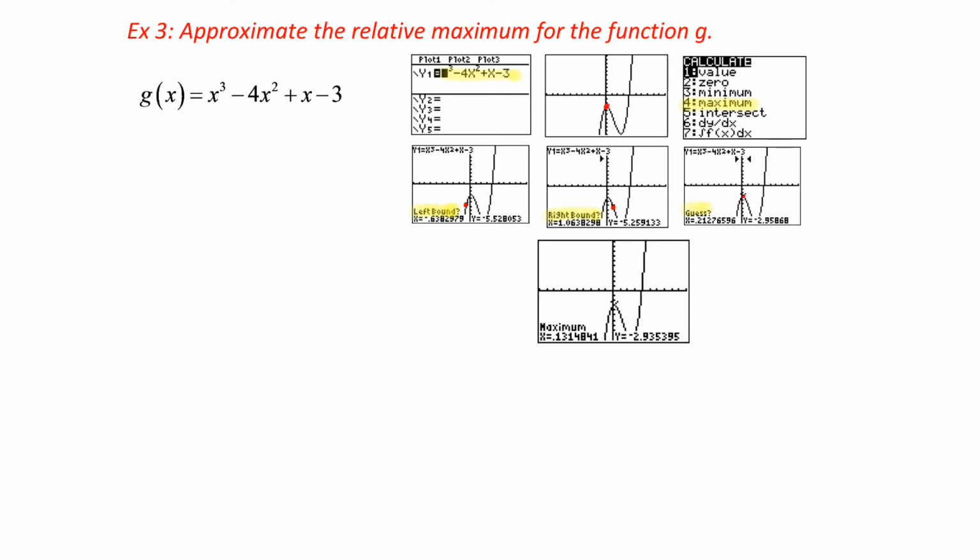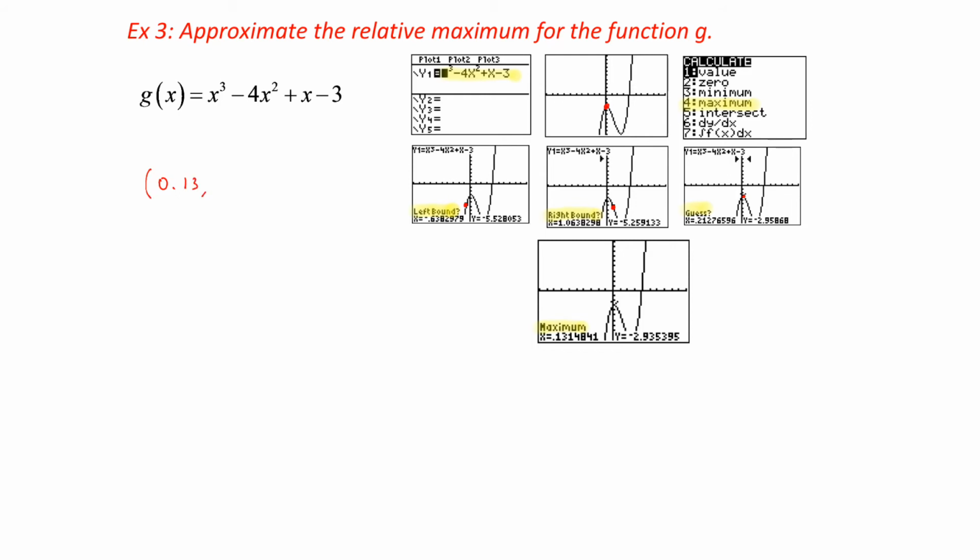And then you click enter one more time, and you'll notice it'll tell you that the maximum is x equals 1.131 and so on. So it's going to give you an approximation for that value. So we will write that down. What is the approximation? We'll round to the nearest hundredth. So the relative max would be approximately 0.13.